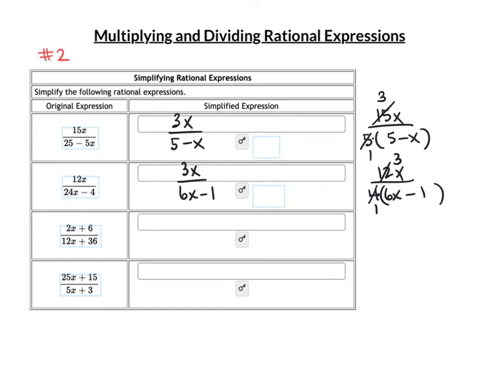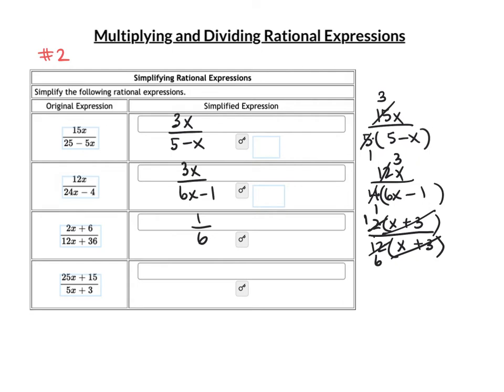For the third one here, the numerator has a GCF of 2. 2 times x is 2x, and 2 times 3 is 6. Below, I have a GCF of 12. 12 times x is 12x, plus 12 times 3 is 36. I have my multiplication. Anything divided by itself is 1. X plus 3 divided by x plus 3 is 1. Remember, the only way to cancel x plus 3 is with x plus 3. 2 and 12 are both divisible by 2. When I divide by 2, I get 1 and 6. Looks like the answer then is 1 over 6.